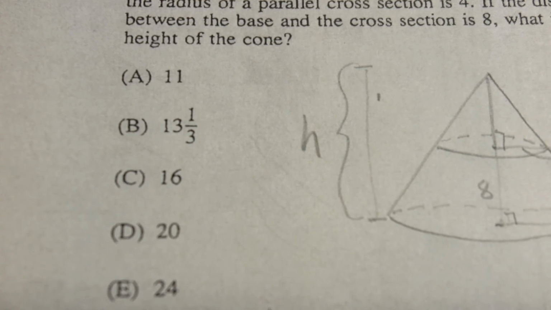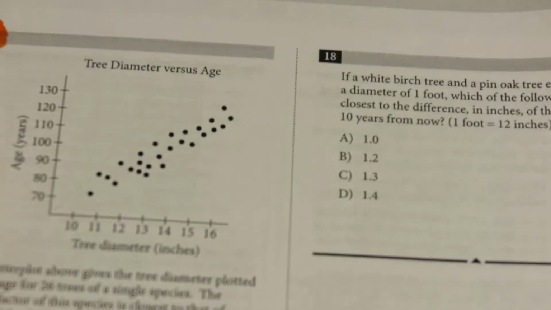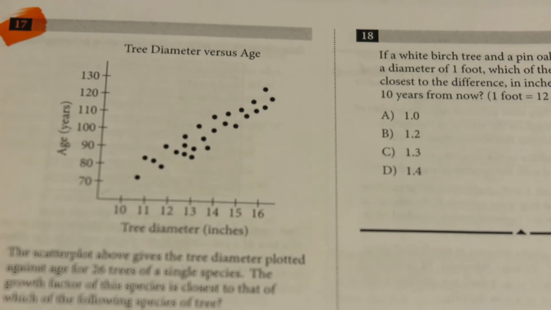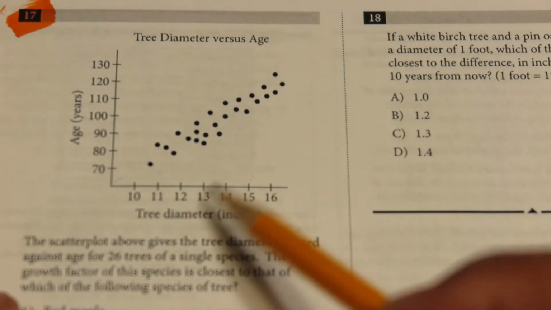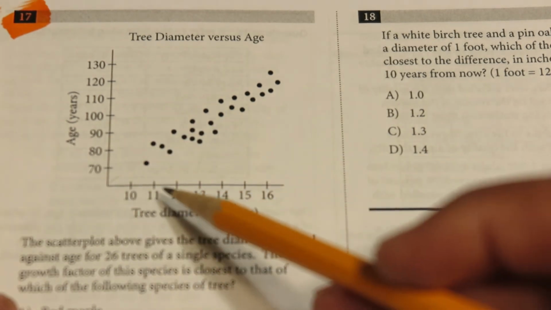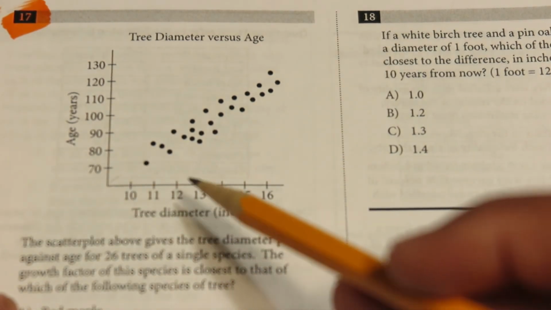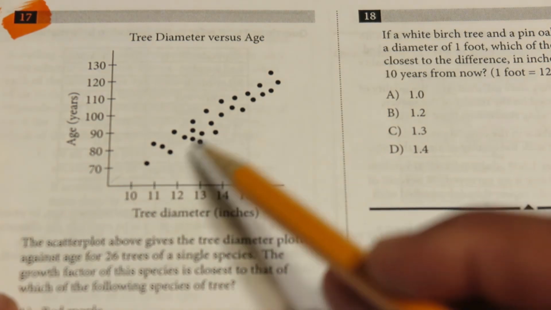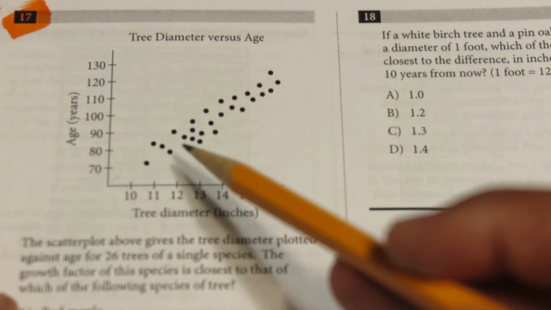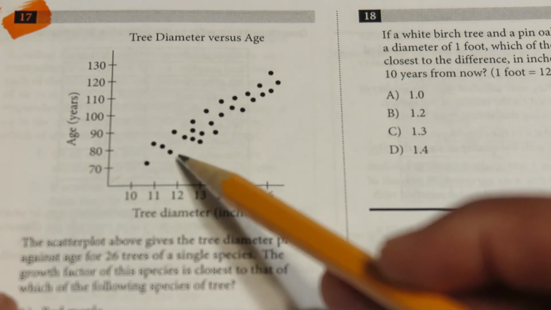So that's what I want everyone to see. Okay, here's the last thing that I want to do, and then I'm done. This one was taken from practice test 5, and they've given us a scatter plot. What we're trying to do is find the slope of the scatter plot and use that information to determine what the growth factor is.